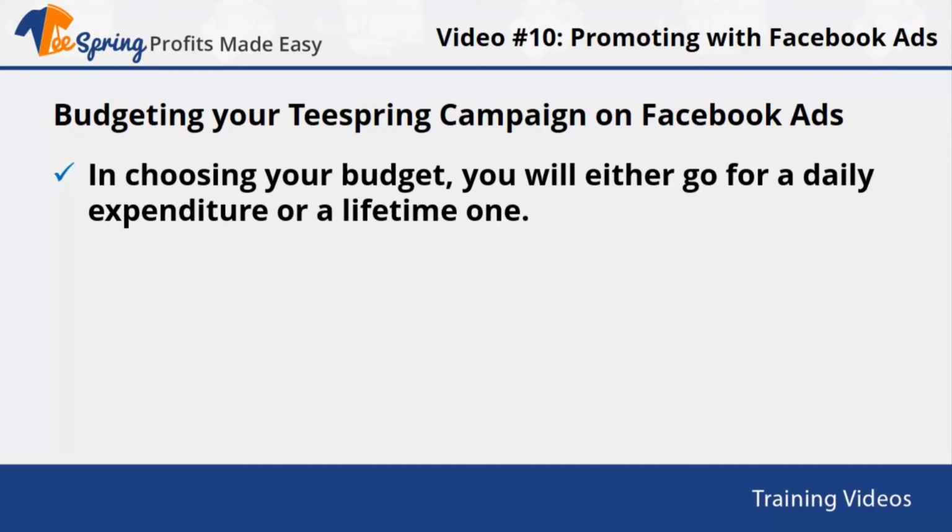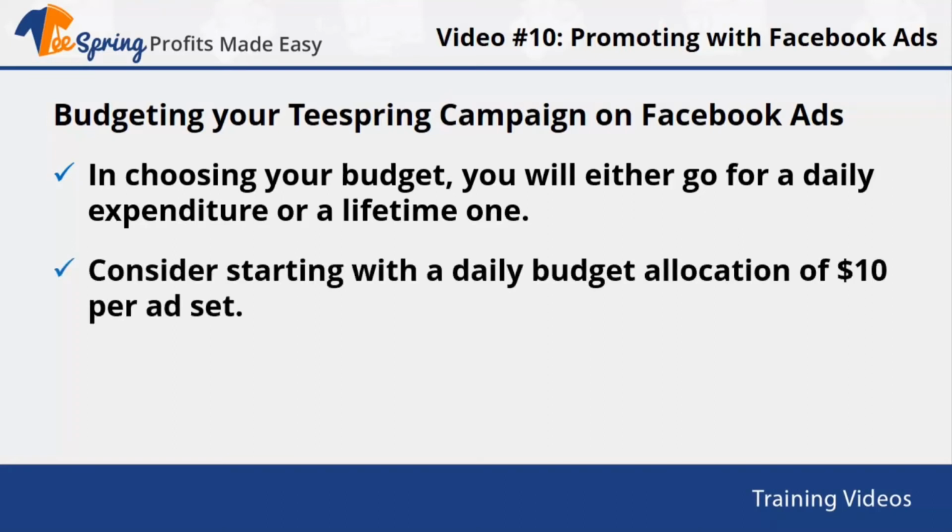If you are promoting your Teespring campaign for the first time on Facebook, consider starting with a daily budget allocation of $10 per ad set. Thus, if you are running 2 ad sets each day, your budget will be $20. Nonetheless, you can raise or lower the budget depending on what serves you best. You could try your preferred daily budgetary allocation and consider it a test for future ad sets.